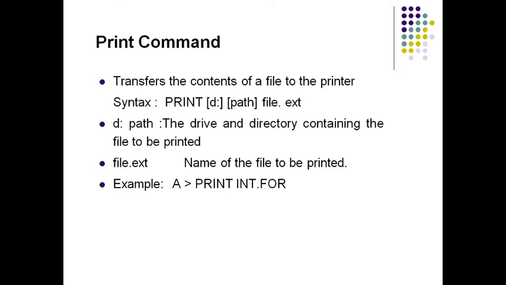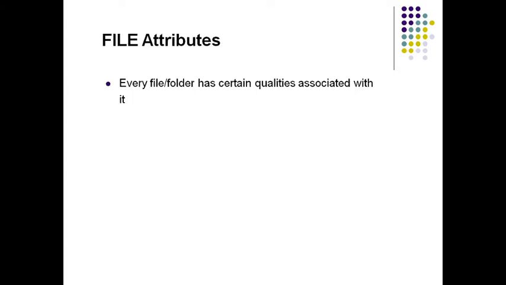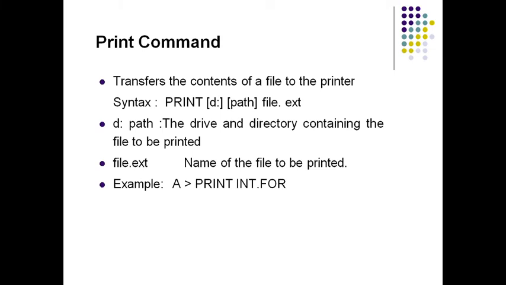D colon path is the drive and directory containing the file to be printed. File.ext is the name of the file to be printed. Okay, this is the explanation of the syntax of the print command, the DOS external command. Example: A greater symbol, print int.for. Here it is printing, that is, transferring the contents of the file to the printer.